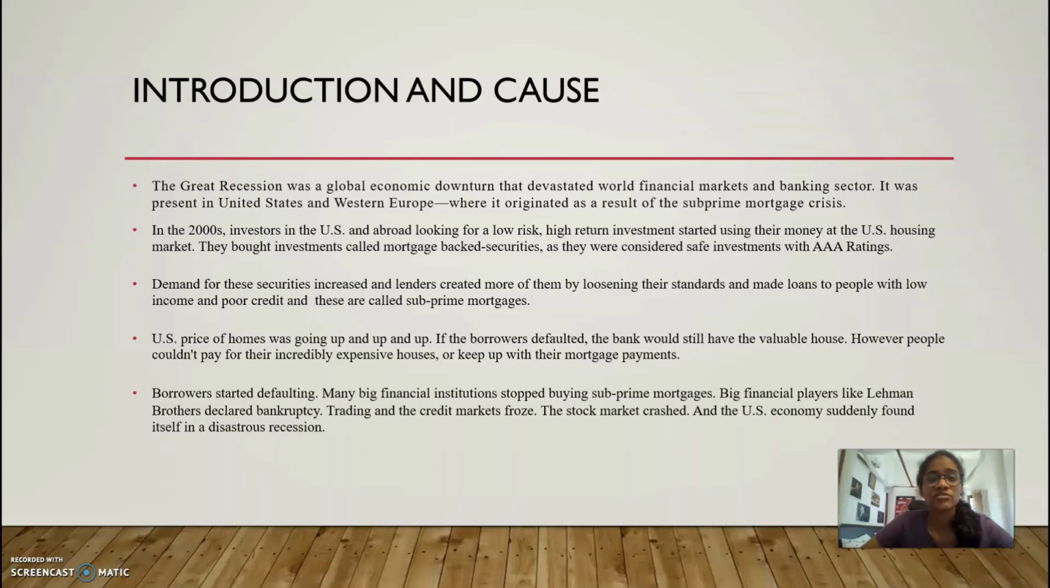Basically, before the 2000s, banks and lenders were not willing to lend loans or mortgages to people that had unsteady jobs or bad credit ratings, as there was a good chance that they would default on the loan. But this attitude changed after the 2000s.